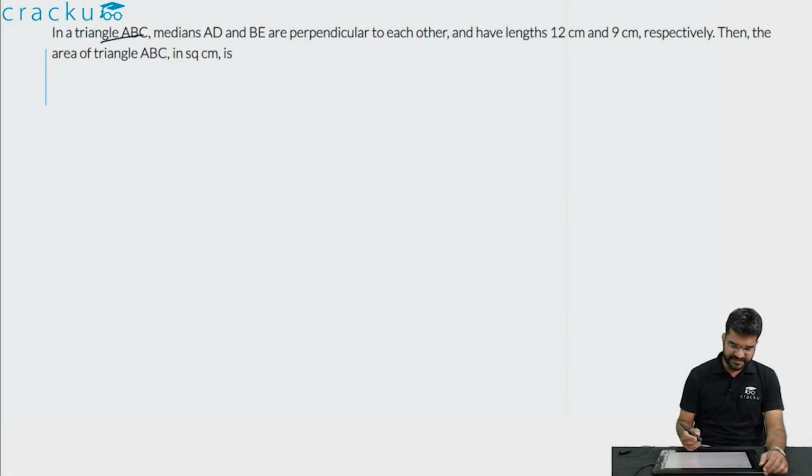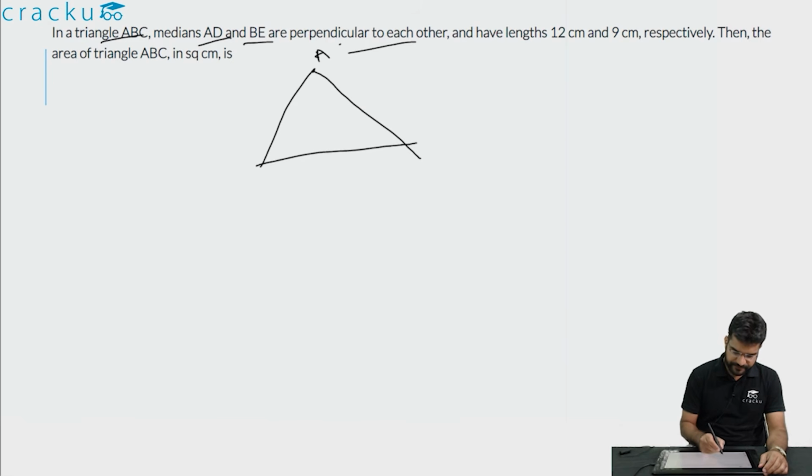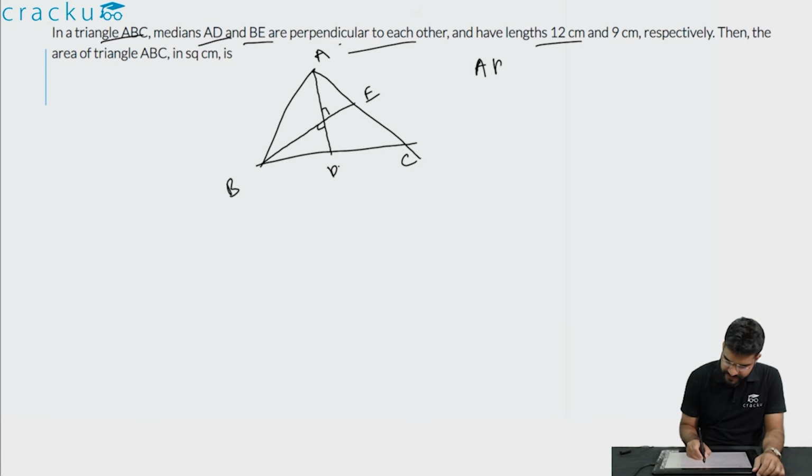In this question it is given that there is a triangle ABC. The medians AD and BE are perpendicular to each other. So suppose we have ABC, this is a triangle. Now we draw the two medians, this is BE and there is AD. Now we are told that they are perpendicular to each other. It might not appear here, but it is given in the question. Now the length of AD is given as 12 centimeters and the length of BE is given as 9 centimeters. We are required to find out the area of triangle ABC.